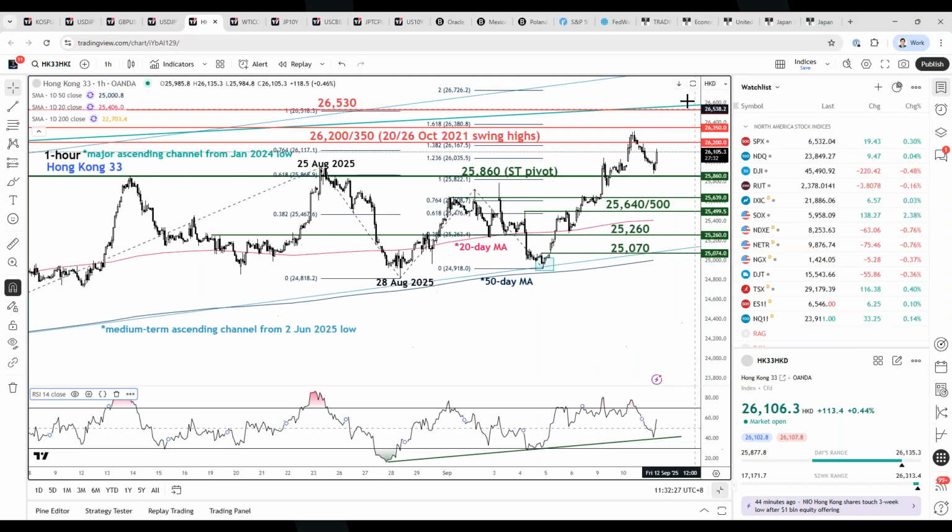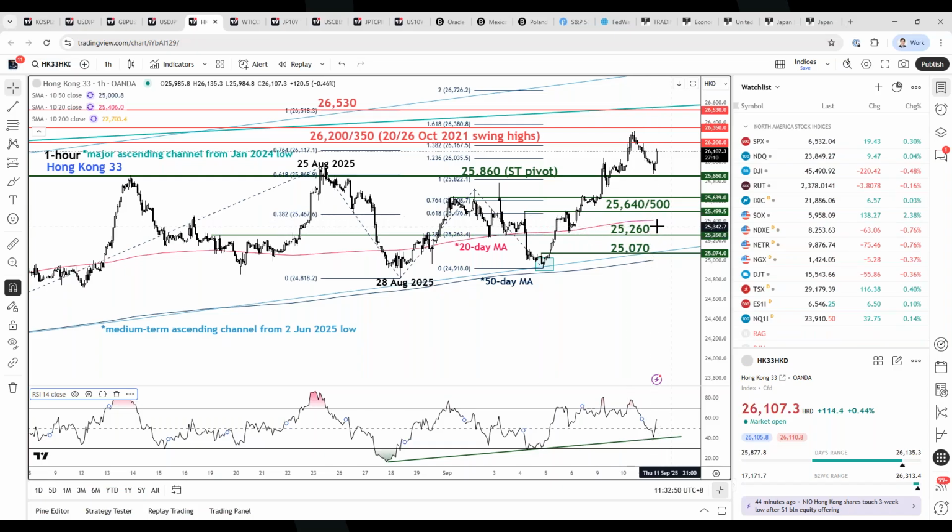operating hours. Only a bearish breakdown below 25,860 will invalidate today's bullish bias on the Hong Kong 33, which represents the Hang Seng Index, to see a much steeper minor corrective decline sequence unfolding, retesting the next intermediate support zone, pardon me, at 25,640, 25,500.